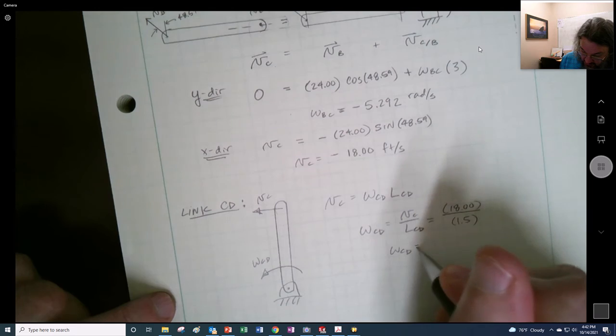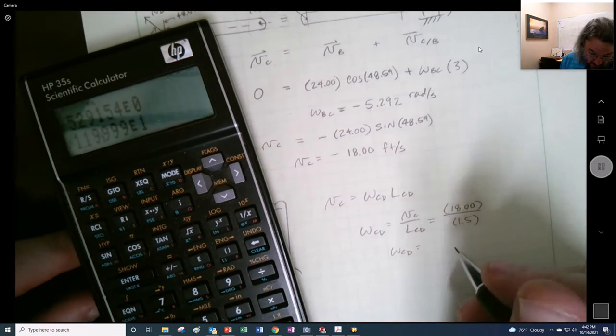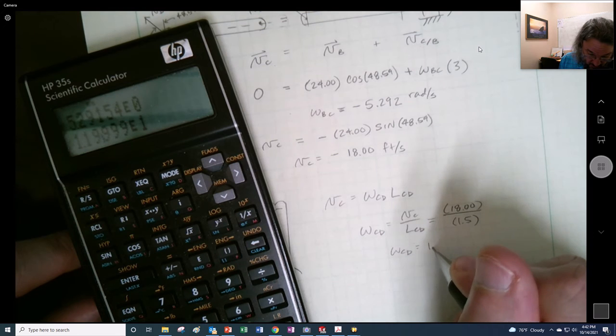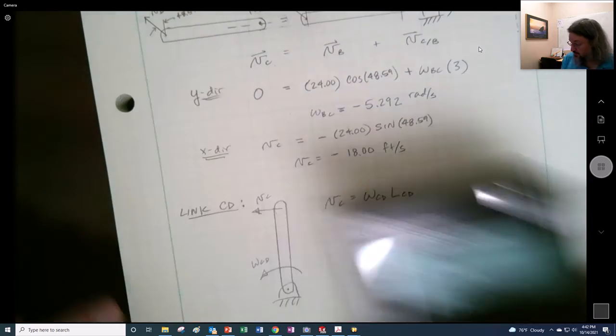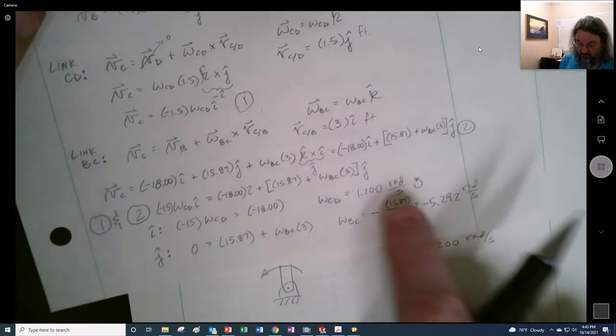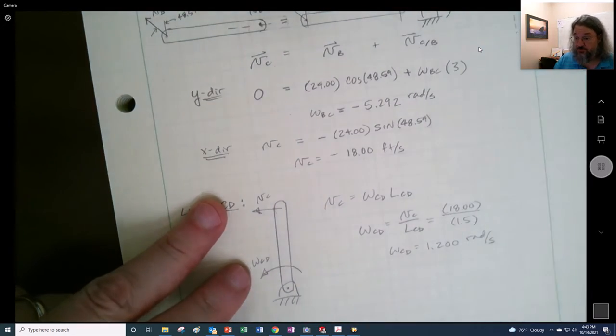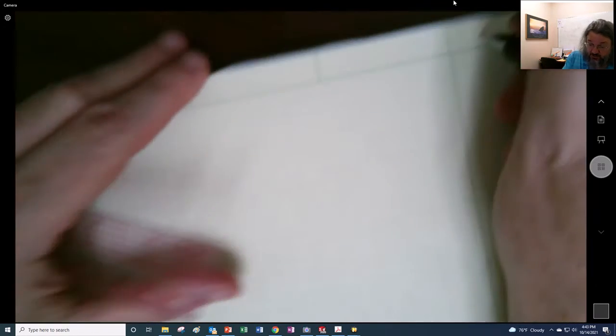Omega CD is 18 divided by 1.5. And we get that's going to be 1.200 radians per second. And that's counterclockwise. And I do believe that's what we found from this vector math method right there. And we have one more to do. Even though I know this is very long, got to get practice doing all three methods.